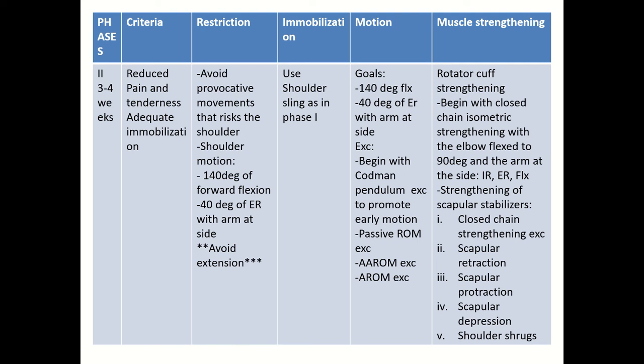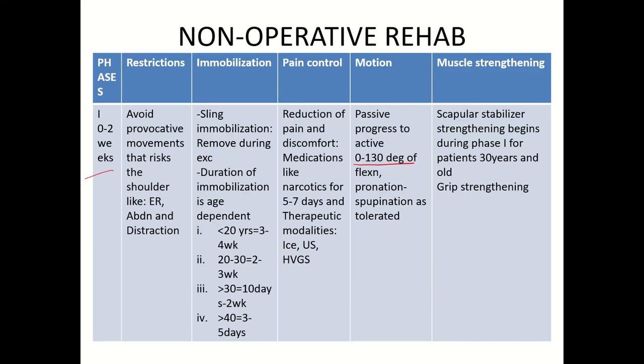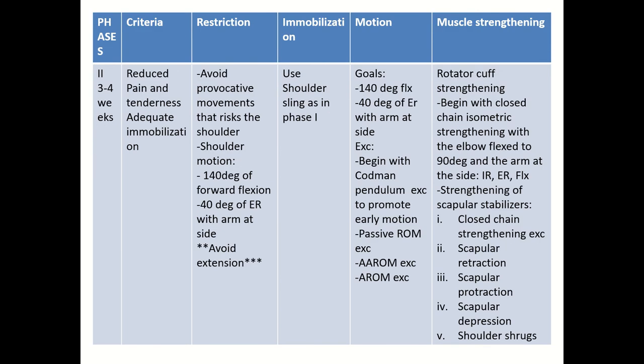Restriction: shoulder motion is restricted to 140 degrees of forward flexion and 40 degrees of external rotation with the arm at the side, not at 90 degrees. Strictly avoid extension. Immobilization: use the shoulder sling as given in phase 1. Motion: in phase 1 the motion was 0 to 130 degrees flexion with pronation and supination. Here it is 140 degrees flexion and 40 degrees external rotation with the arm at the side.